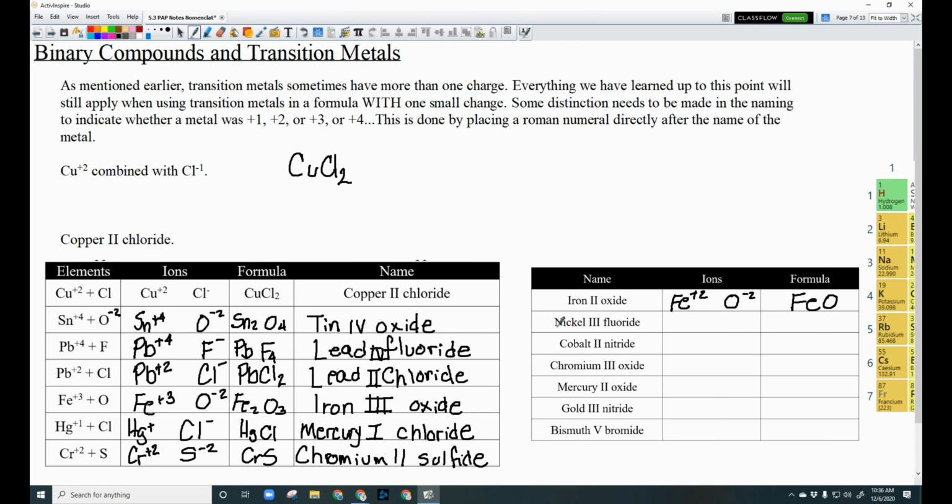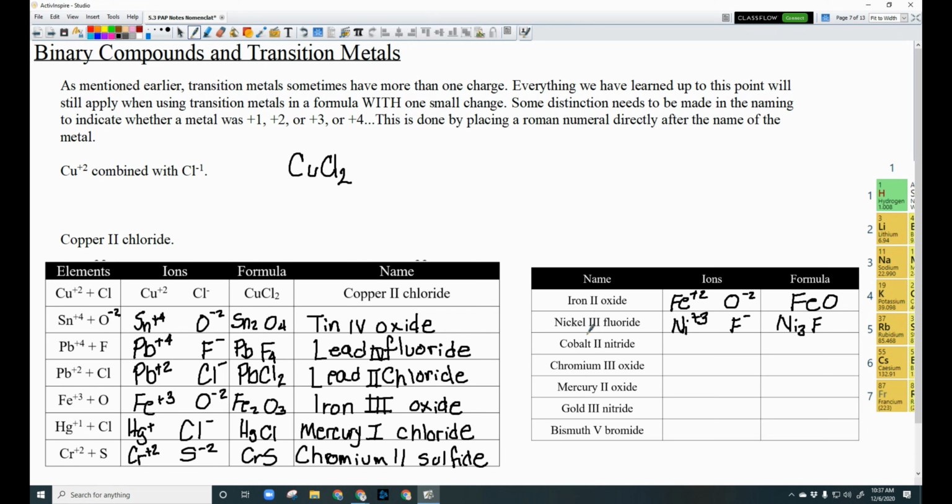All right. Nickel 3 fluoride. Nickel is Ni. It tells us the charge is +3. Fluoride is fluorine. Fluorine's a -1. These don't cancel out to equal 0, so we have to swap and drop. So it's NiF3.